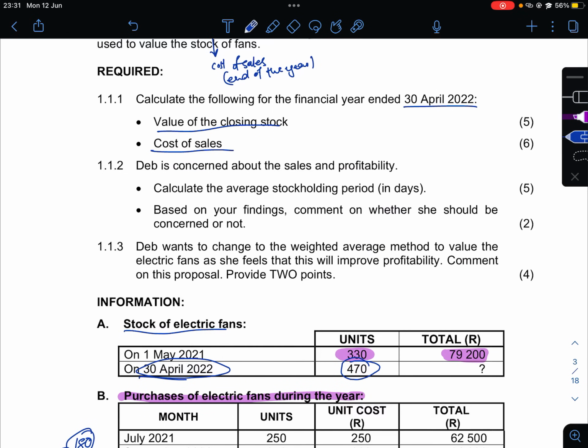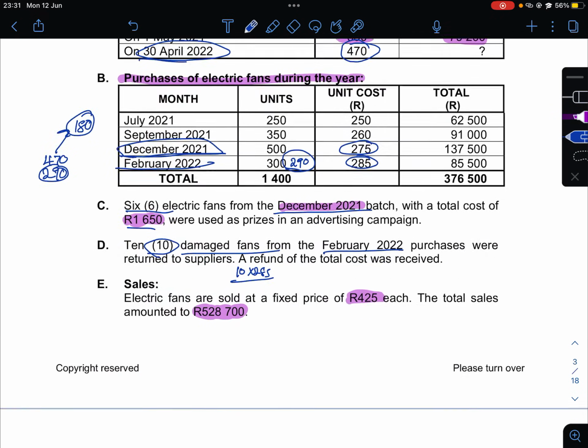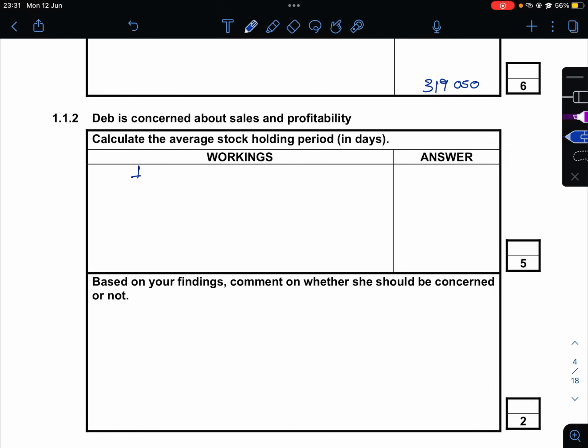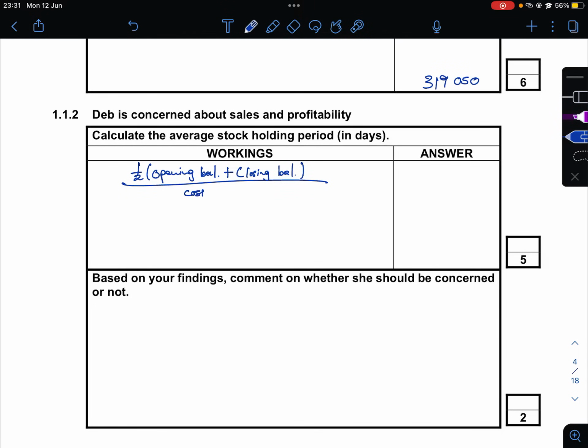And then 1.1.2 says Deb is concerned about the sales and profitability. Now calculate the average stock holding period in days. Your average stock holding period is half of your opening balance plus your closing balance, over your cost of sales. Because they said in days, we're just going to multiply by 365. It's very useful to remember these formulas. I'm just going to erase it so that we have space for our numbers.